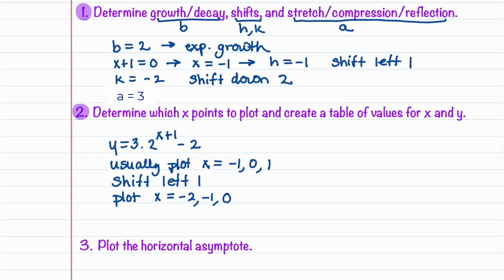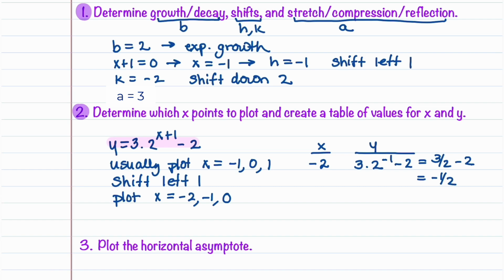Now let's go ahead and create a table of values. We'll start with x, and we're going to plot x is equal to -2, and now we have to find out what y is. We're going to look at this equation right here, and we're going to plug in x is equal to -2, and we get y is equal to 3 times 2 to the -2 plus 1, which is 2 to the -1, minus 2. So this is 3/2 minus 2, and that's equal to -1/2.